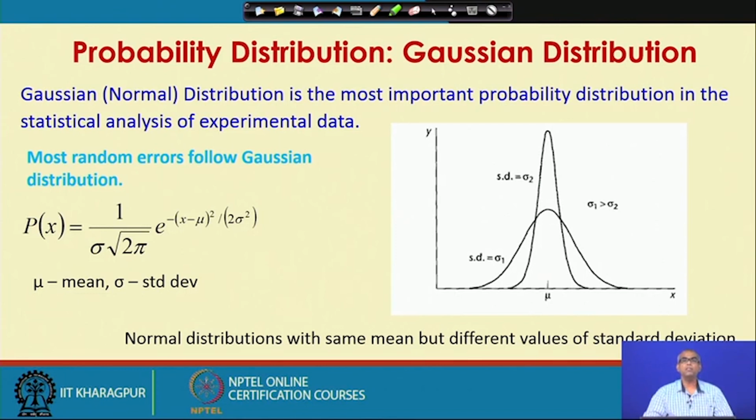There are several probability distribution functions, and among these Gaussian distribution is very popular for performing statistical analysis on experimental data. The Gaussian distribution is also known as normal distribution. Most random errors follow Gaussian distribution. So, what is Gaussian distribution? Let us look at the expression that describes Gaussian distribution.